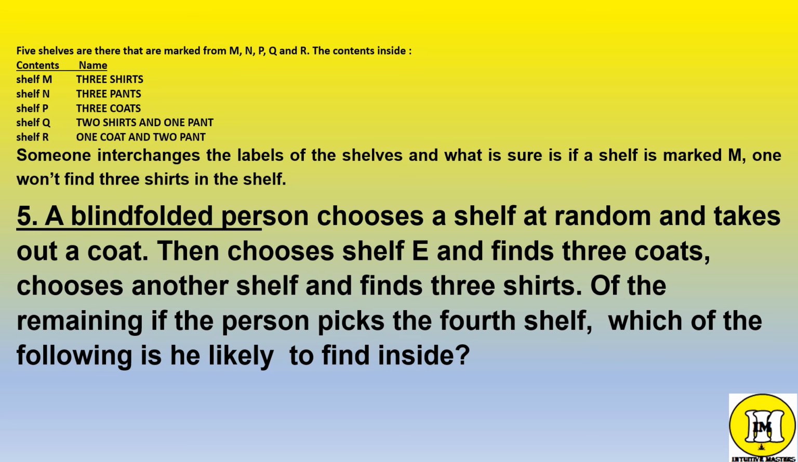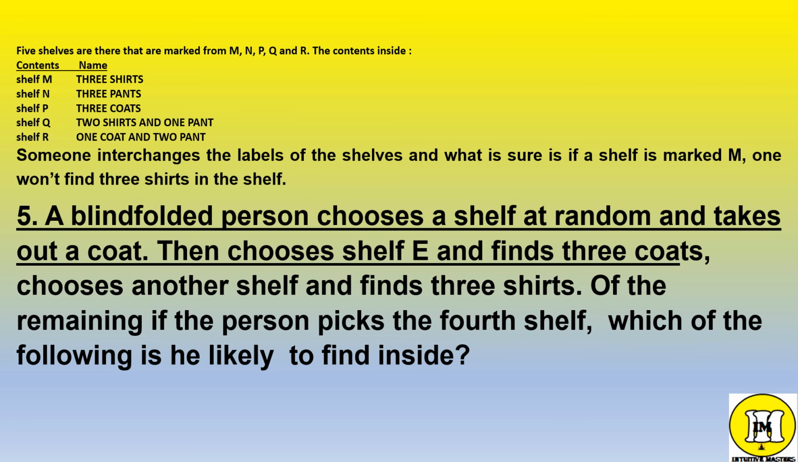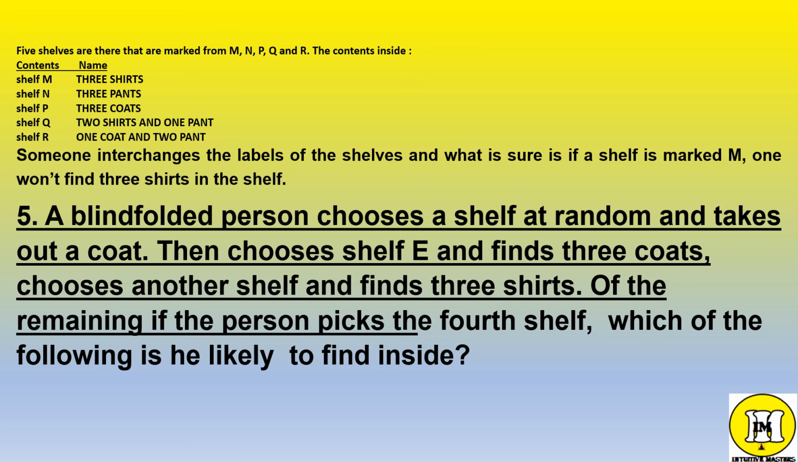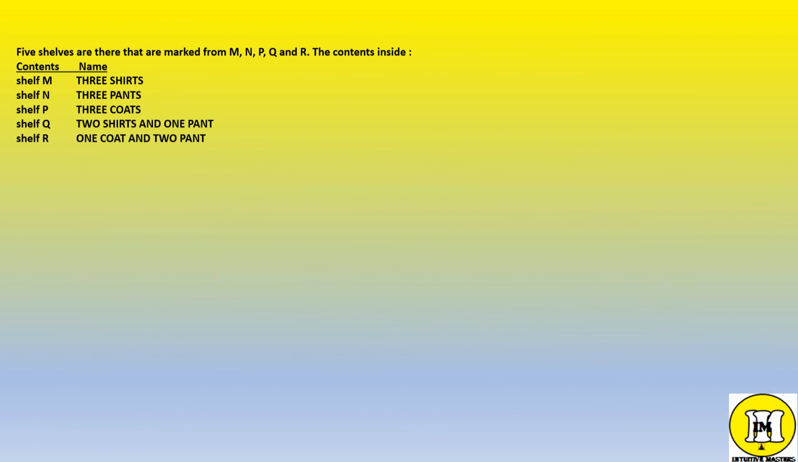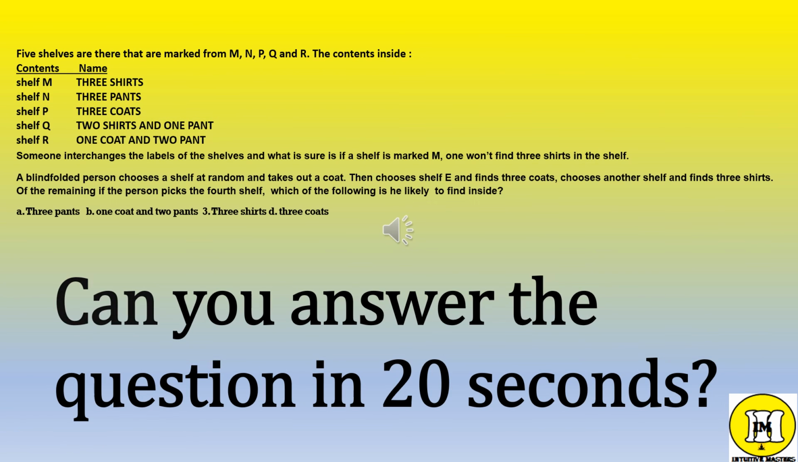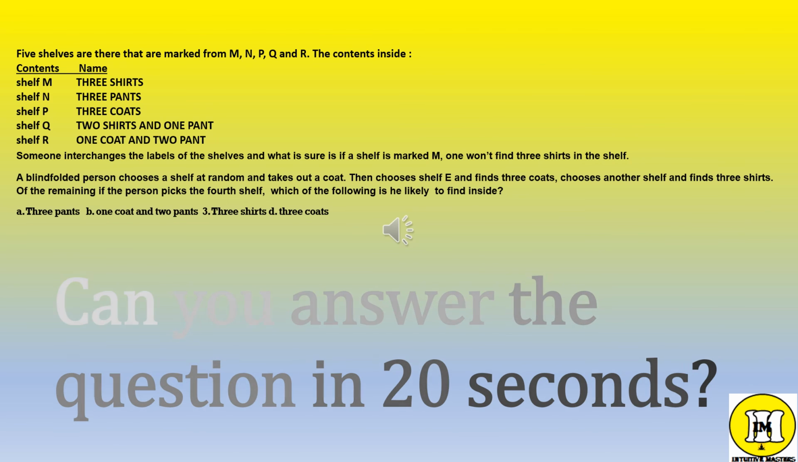A blindfolded person chooses a shelf at random and takes out a coat. Then chooses a shelf and finds 3 coats. Chooses another shelf and finds 3 shirts. Of the remaining, if the person picks the 4th shelf, which of the following is he likely to find inside? A. 3 pants, B. 1 coat and 2 pants, C. 3 shirts, D. 3 coats. Can you solve it in 20 seconds?